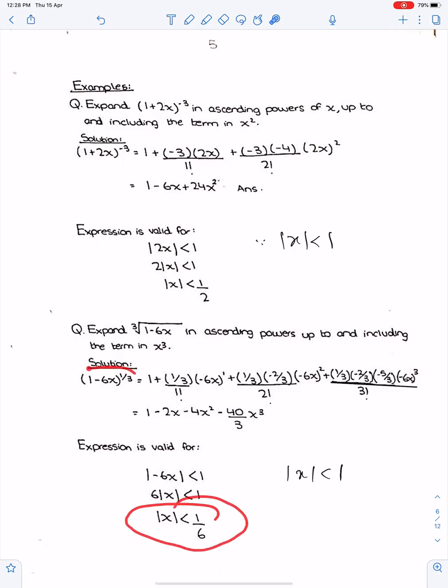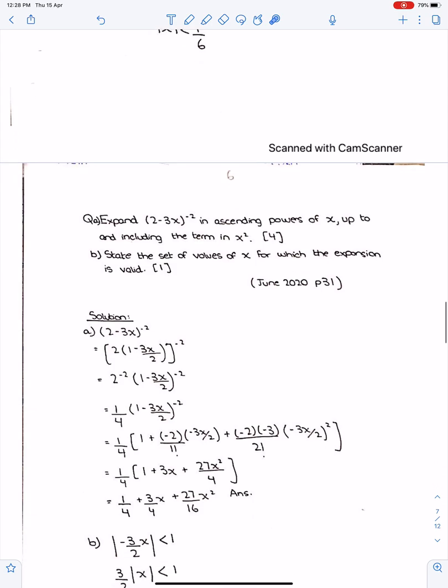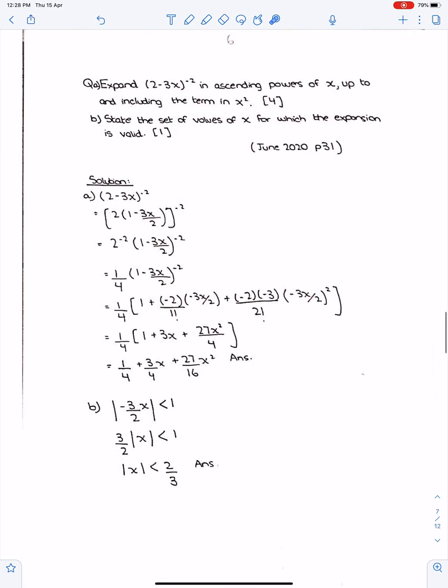So this expansion is valid for these values of x. This question is important because the first term is not 1. Here we will learn how to make the first term 1 in the question. Expand this in ascending powers of x.